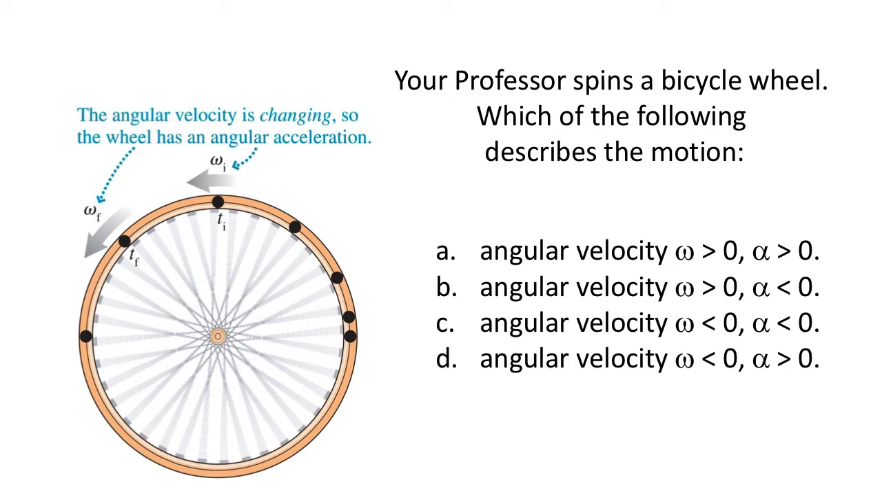So to keep our minds clear of all this manipulation of algebra, let's come back to this question, which showed up last time. This is a very basic question about these quantities. I'm going to spin this wheel just like it's shown, increasing the speed of that particle as I rotate it counterclockwise. Which of the following describes the motion? What is the direction of the angular velocity, or angular speed, and the angular acceleration in this problem?